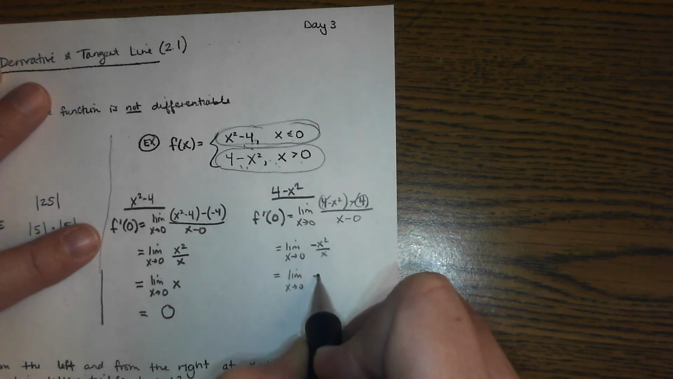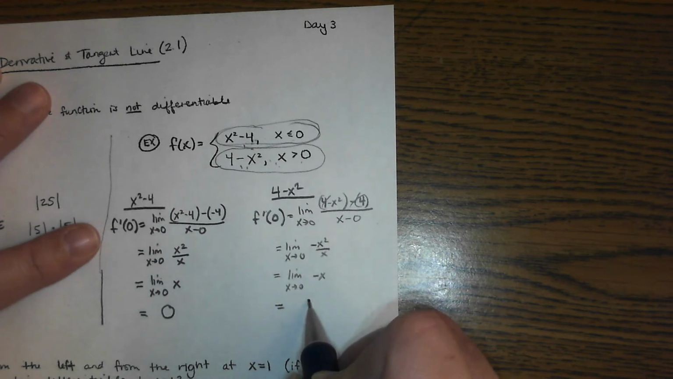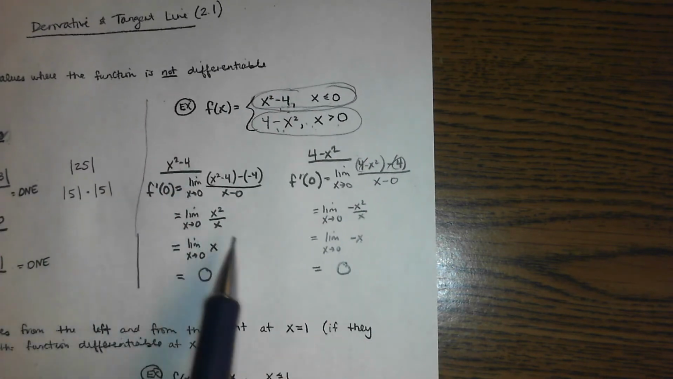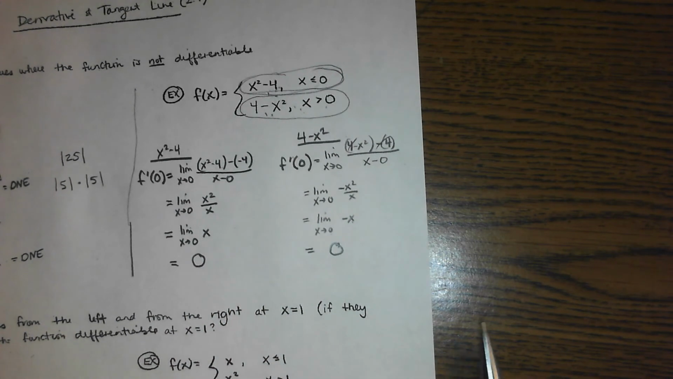And we just get negative x. And that has a limit of, when I plug in 0, I'm going to get 0. So the slope where we leave off with this one is the same as the slope we are starting with at this one, which is a good sign.